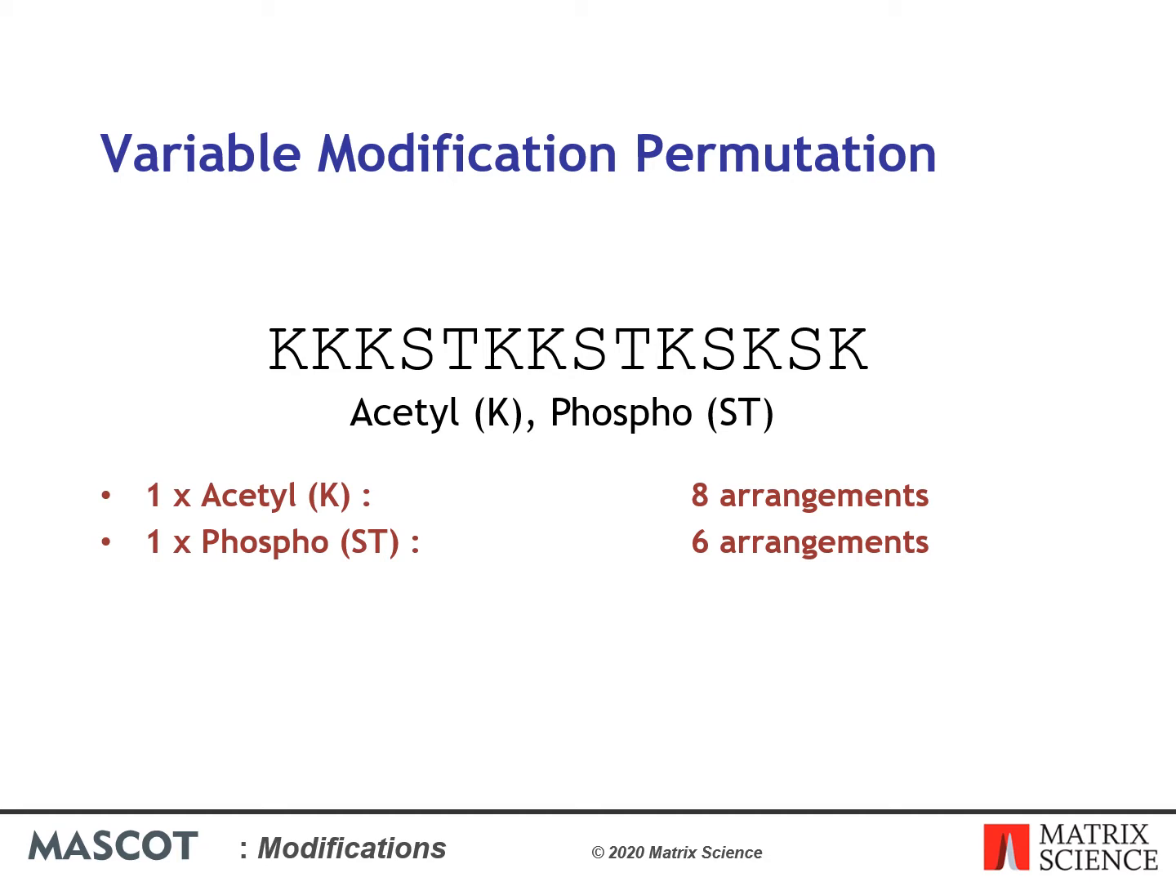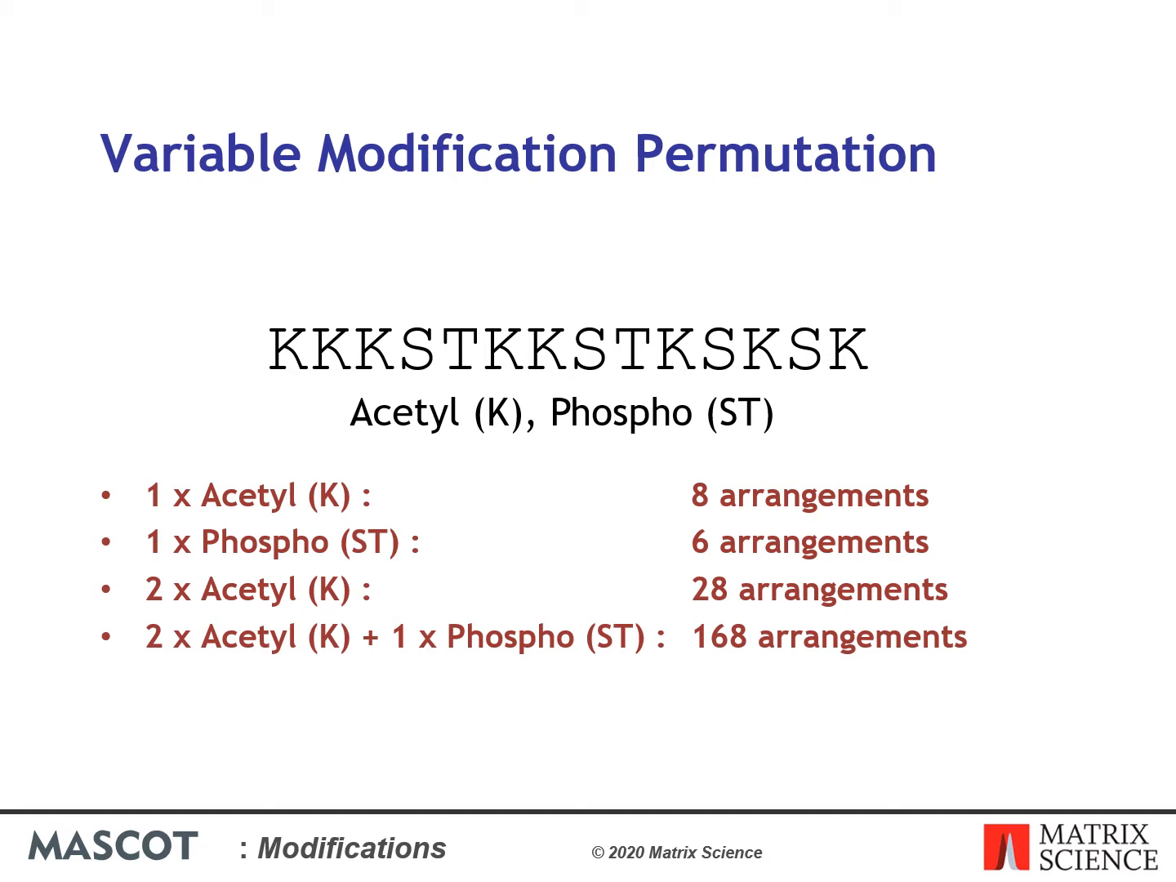However, the number of possible arrangements increases rapidly as we consider more modifications and modifiable sites. If we need 2 lysine residues to be acetylated to match the precursor, we now have 28 possible arrangements. Add in a single phosphorylation, and we now have the possible 28 acetylation sites, combined with 6 possible phosphorylation sites, for a grand total of 168 possible arrangements. This is the so-called combinatorial explosion, and it's one reason why some searches with a large number of frequent modifications can take a long time.